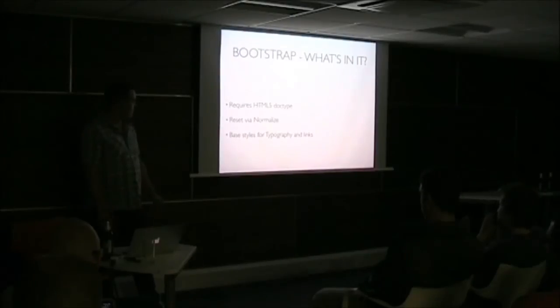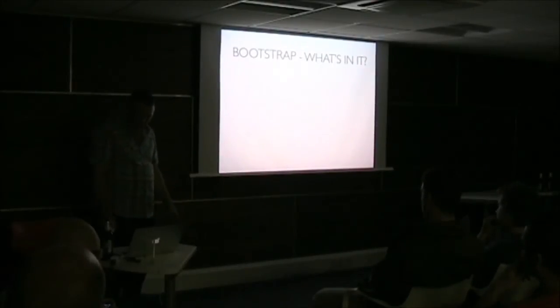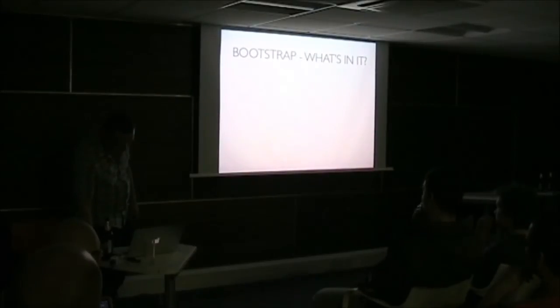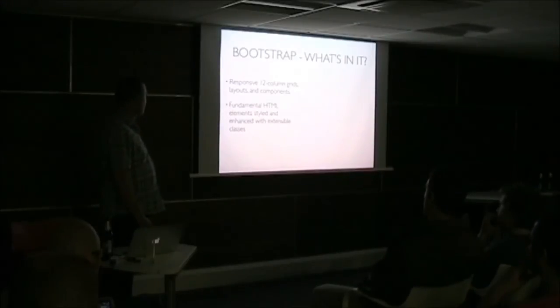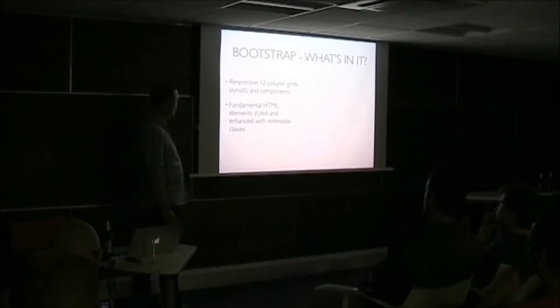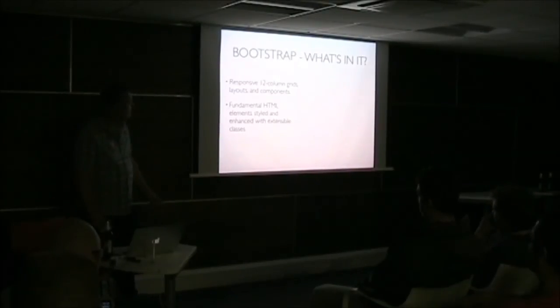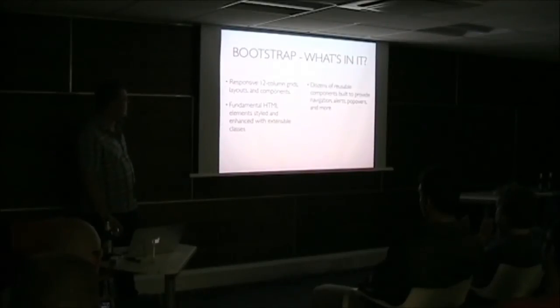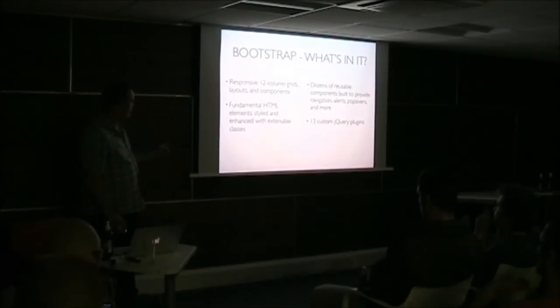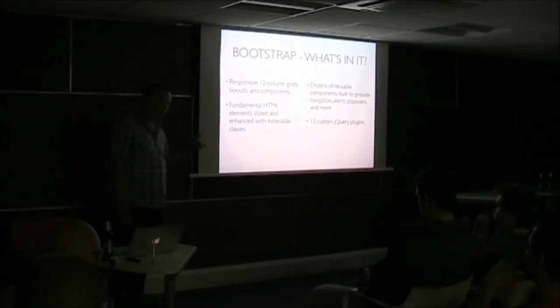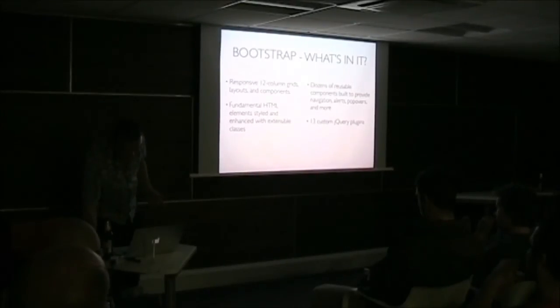You get base styles for typography and links. You get a 12-column grid. You get fundamental HTML element style to enhance with extensible classes. I've nicked this from their website. You get dozens of reusable components built to provide navigation, alerts, popovers, and more. And 13 custom jQuery plugins. I do know that somebody's actually taken the jQuery and rewritten it as MooTools. So if you're a MooTools developer, then there is a flavor for you as well that you can download.